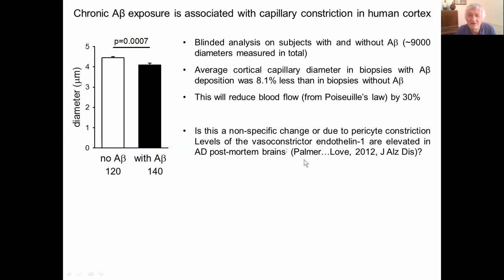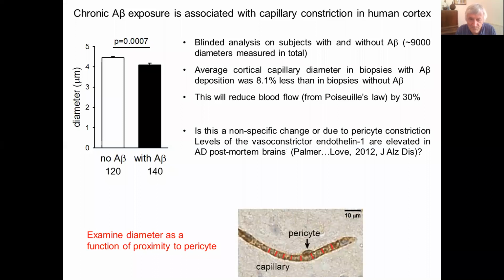And it's interesting that Seth Love's group and other groups have shown that endothelin levels are raised in AD brains. And I showed you a minute ago that endothelin is part of the chain of events leading to this constriction. So to pin this on pericytes, we simply measure the diameter as a function of distance from the pericyte.